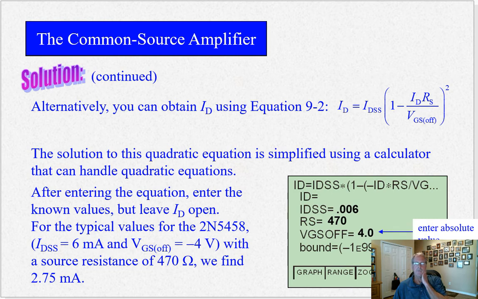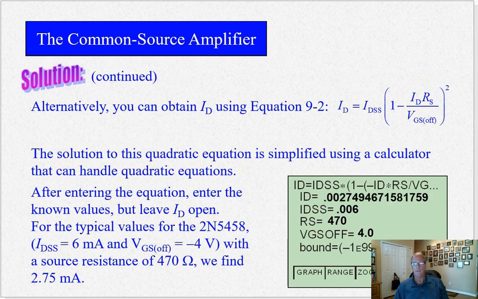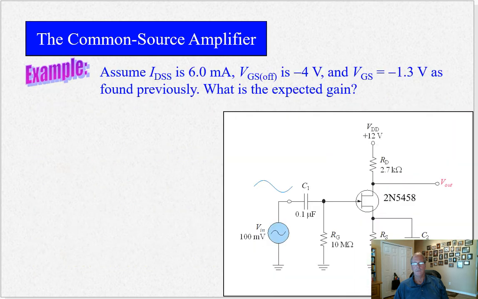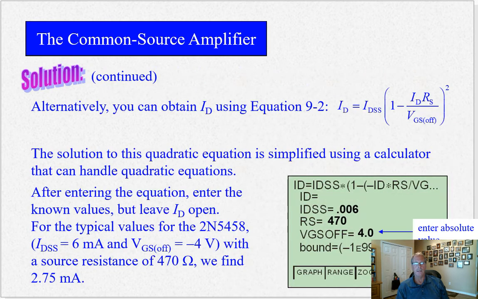And your VGS off, you have to enter an absolute value. It's not a minus, it's not a negative value. And so we go through it. So back here, we end up with 2.75 million. So that was close. I think it was 2.8 on the graphical method. Okay.